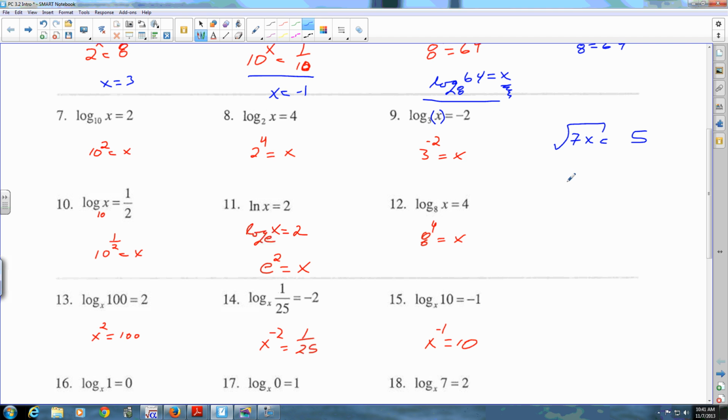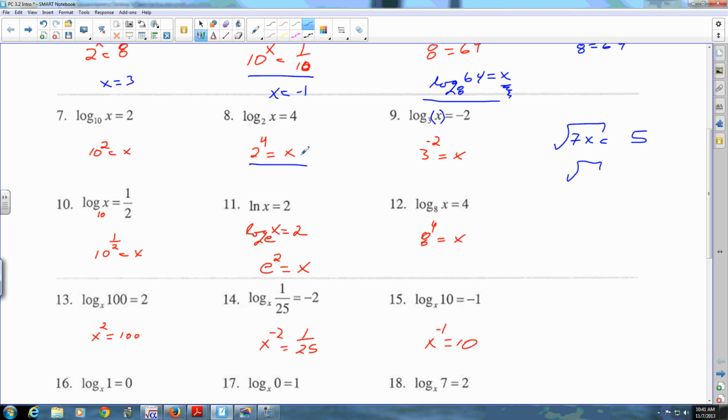7x is in the argument of the square root. It's inside it. The argument of the square root is 7x. It's in it. The argument of this logarithm is x. It's inside it. When the variable is written in the argument, when it's written inside the logarithm, there's no reason, no purpose for it to be there. And you can see why there's no reason, no purpose when you look at the translation.